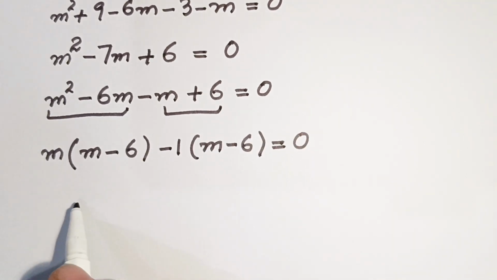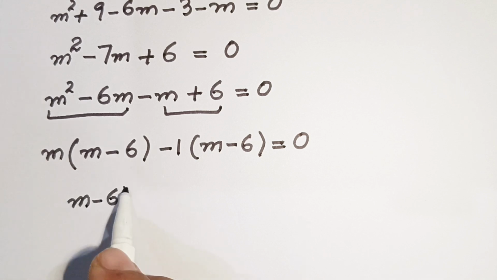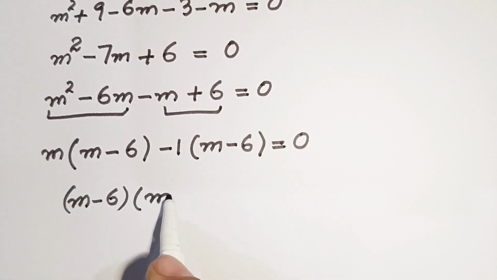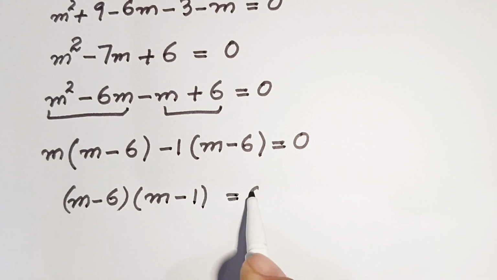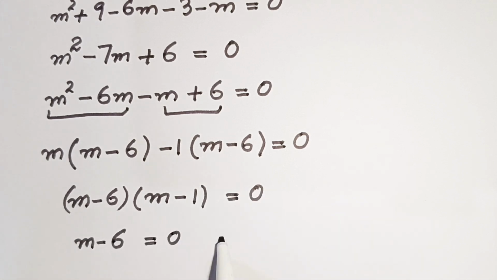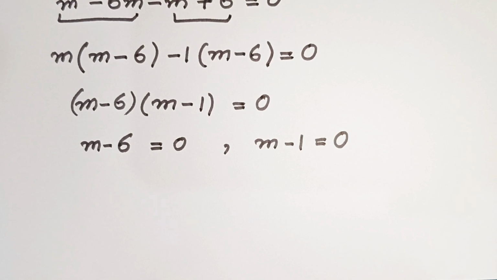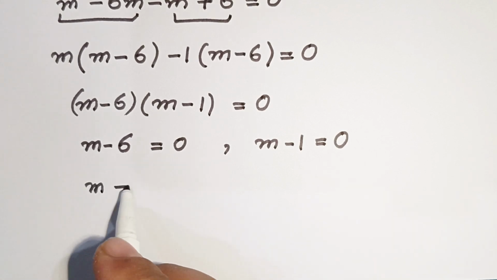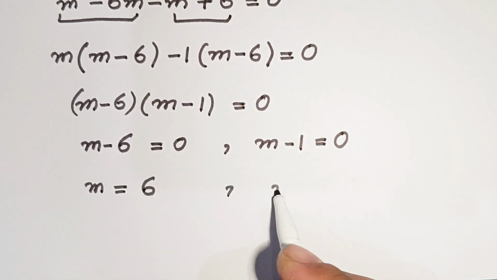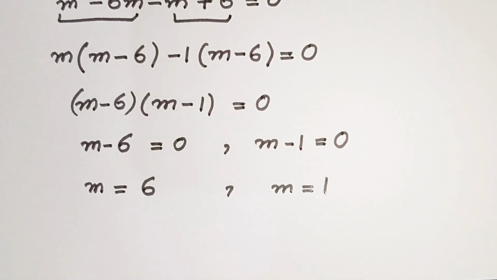Now we have a common factor, which is m minus 6, and the other one is m minus 1, is equal to 0. Now m minus 6 is equal to 0 and m minus 1 is also equal to 0. We have two values of m. Here m is equal to 6 and here m is equal to 1.